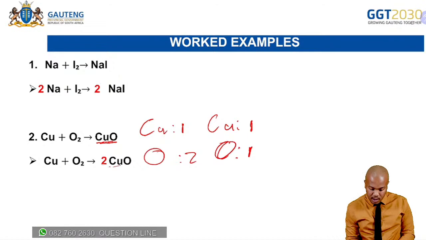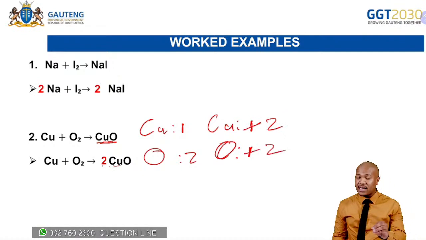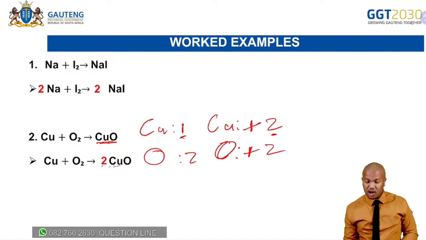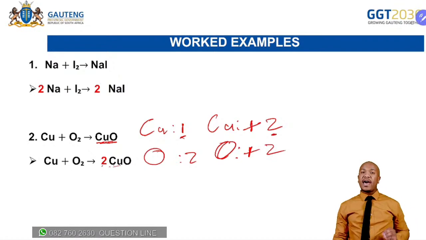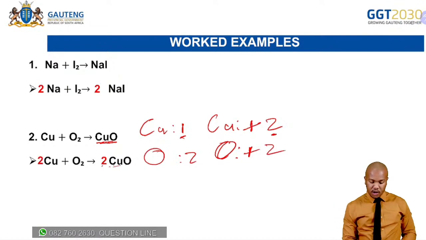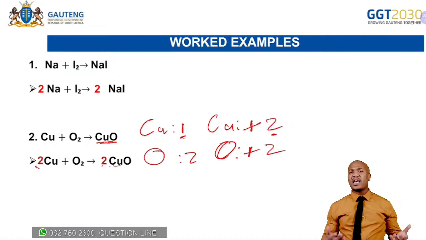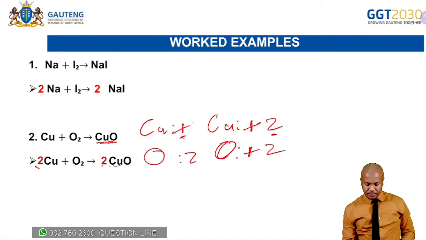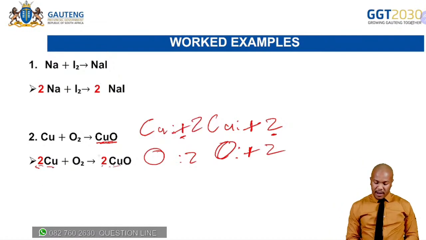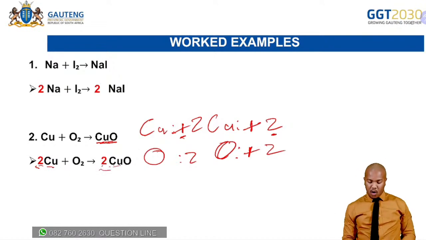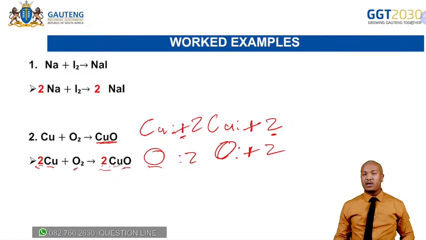So this makes 2 multiplied by 1 copper, it makes it 2. 2 multiplied by 1 oxygen, they are 2. We have to rebalance again because look at this. It no longer balances, right? So we add another 2 to balance this whole equation. So it is the same as what? The first one. Because now we have 2 coppers on the reactant side, 2 coppers on the product side, 2 oxygens on the reactant side, and 2 oxygens on the product side.